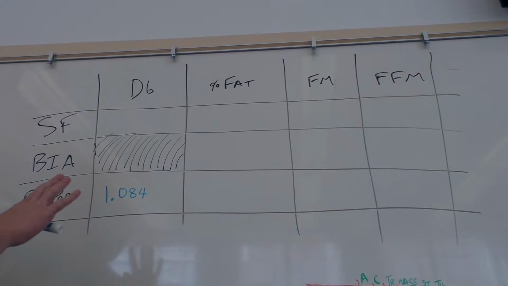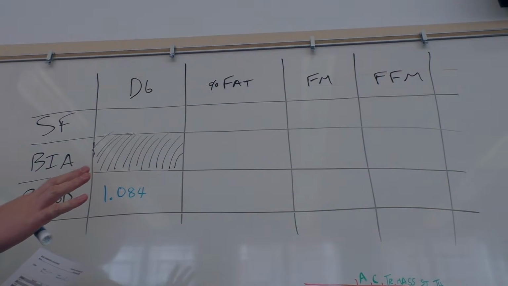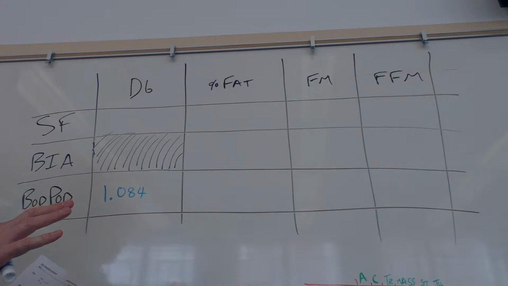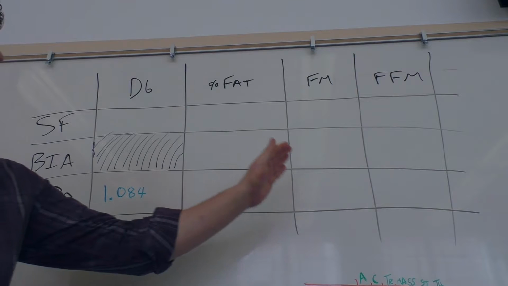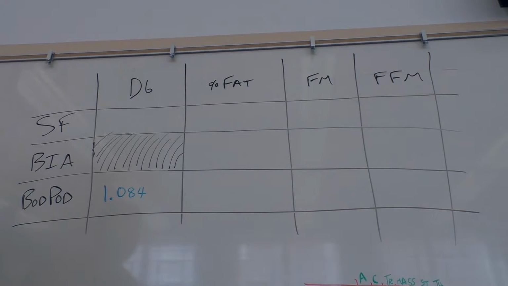Okay, so this table here on the board is essentially the table that's on your lab assignment and that you need to complete. So I would advise you to have a look at your lab sheet now. When completing this data sheet, you need a few points of data. And as I mentioned, for both the bod pod and for skin folds, you need to start with density. That's the key. Because if you have density, then you can get percent fat, and then you can get fat mass and fat-free mass. Okay?